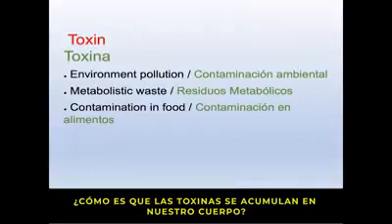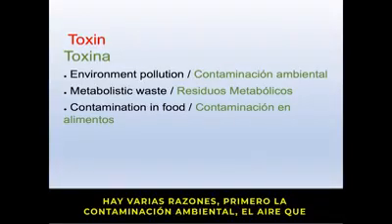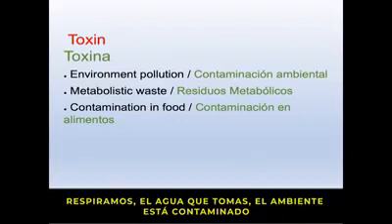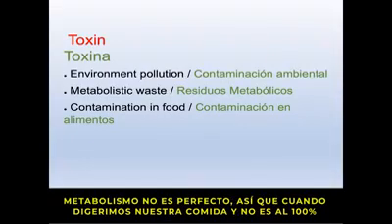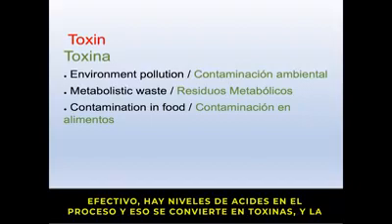How the toxin can accumulate inside the body, you know, there are a few reasons. First, the environment pollution. The air you breathe in, the water you take in, the environment is quite polluted nowadays. Secondly, is the metabolic waste. When our body turns old, our metabolism is not perfect, you know. So when you digest the food, the digestion is not 100% effective, and there is some acid left in the process that also becomes toxin.